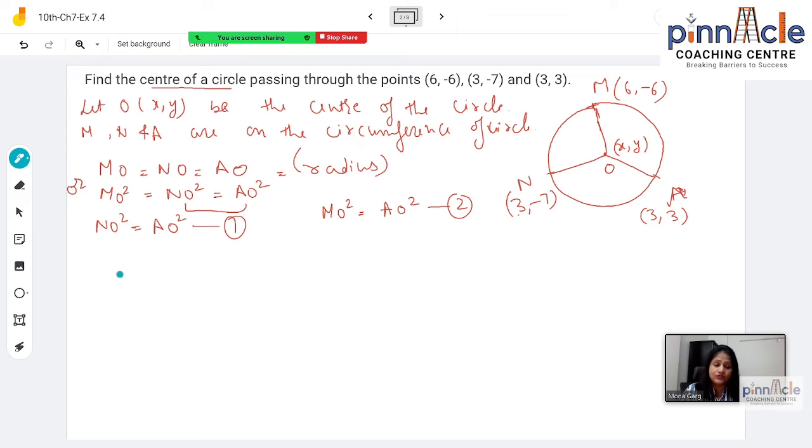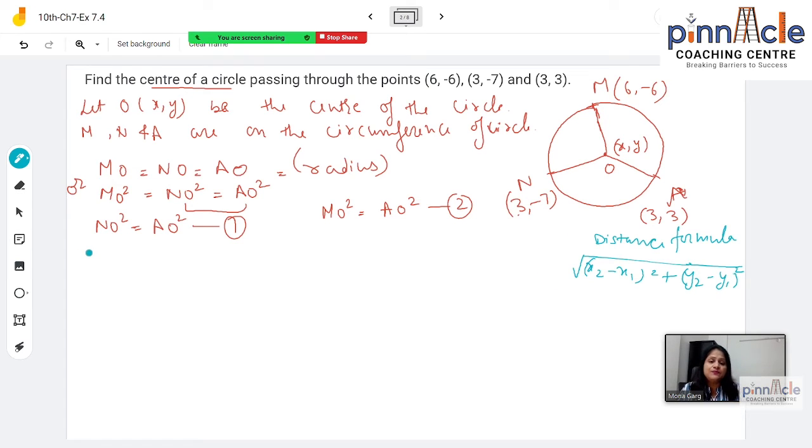Yes, this is the distance formula. So it would be better if I write it here at least once. So distance formula. Generally, teacher expect you to write the distance formula. So distance formula is under the root x2 minus x1 whole square plus y2 minus y1 whole square. Clear? So I'm just going to use this formula, but as I write whole square, NO square, AO square, so there is no need to write this square root symbol.